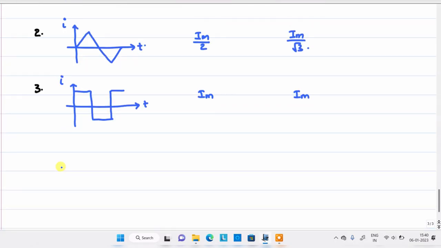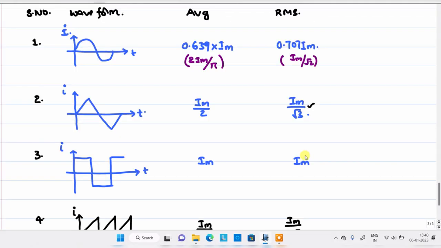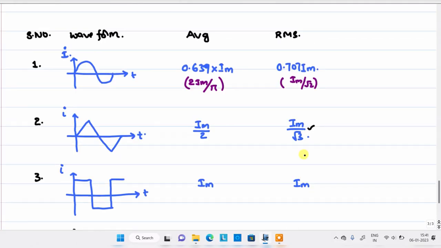Next one, fourth case, sawtooth wave. This is a sawtooth wave, right? In that sawtooth wave, same as the triangular wave, the same formulas apply here: Im by 2, Im by root 3. Okay, this is about the different average and RMS values for different waveforms.